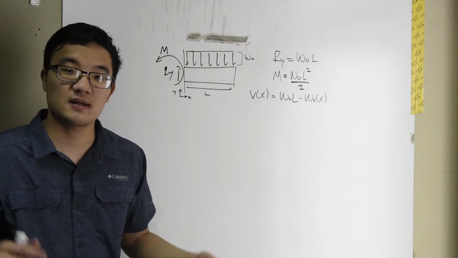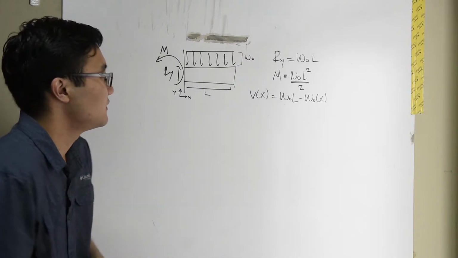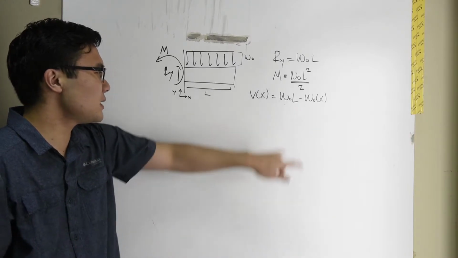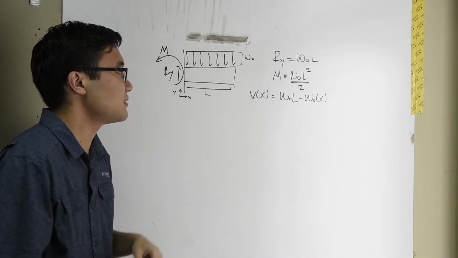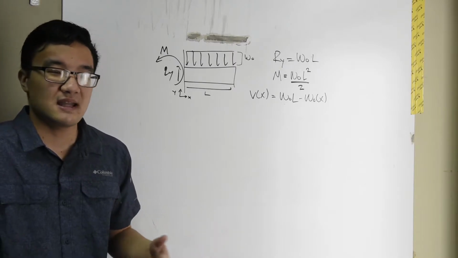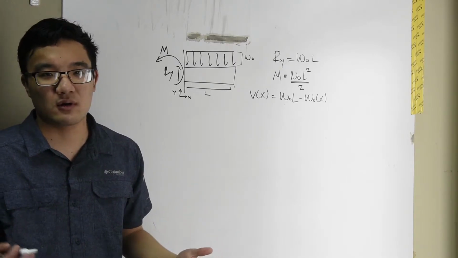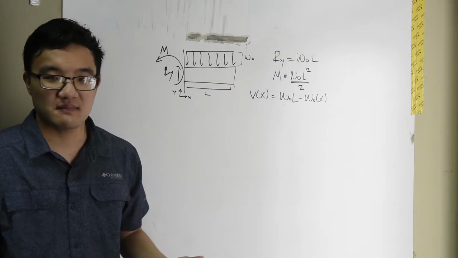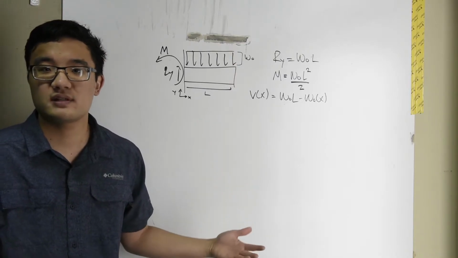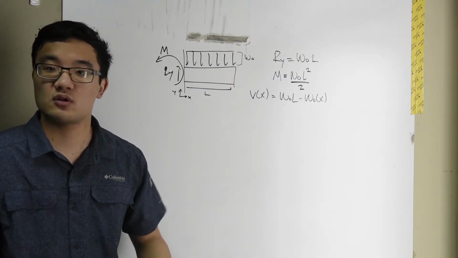Again, useful concepts. Remember how centroids work. Very important. And in the last video, we derived that V of x is equal to w naught L minus w naught x. And that doesn't matter if you're going right to left or left to right. It's the same equation.